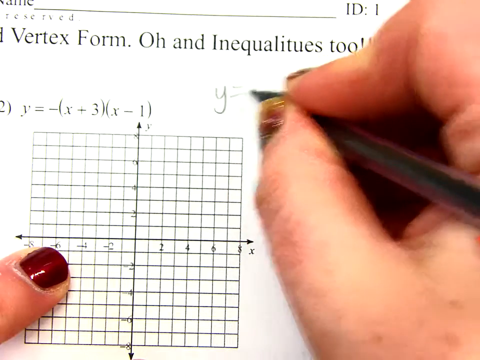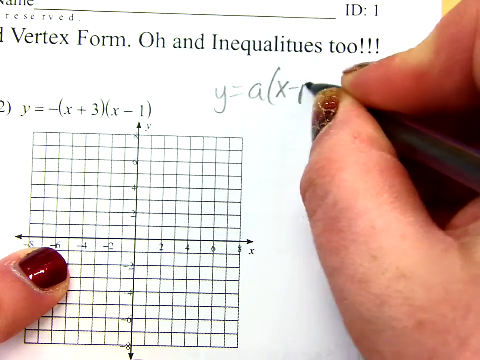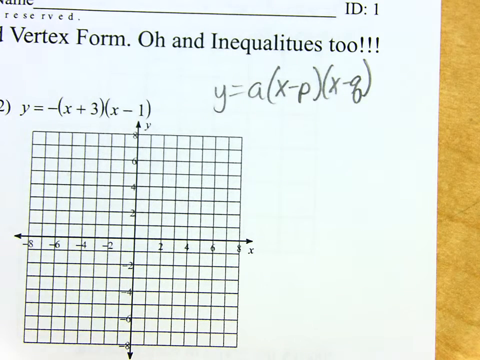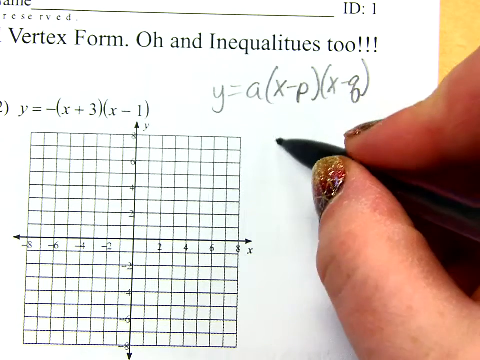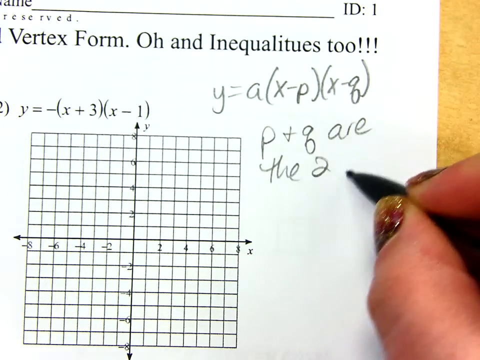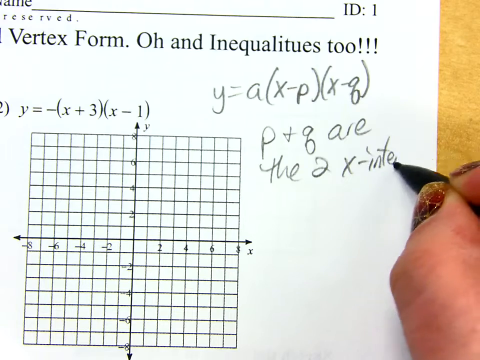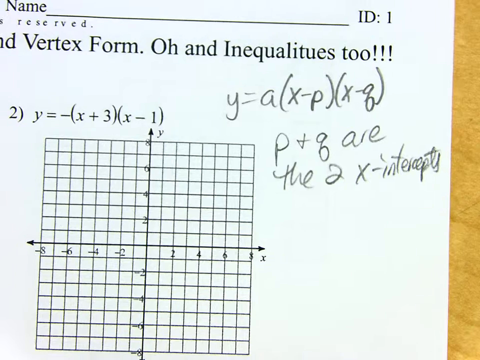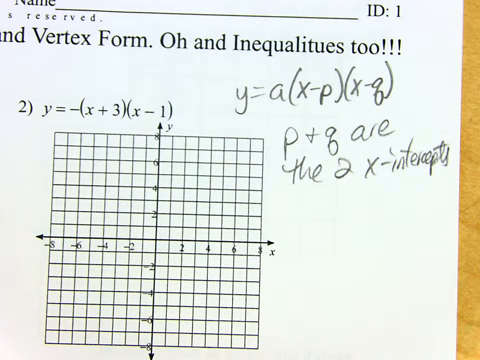So here's the general form. It's y equals a, and then x minus p, and then x minus q. Why is it p and q? I have no idea. But p and q are your x-intercepts. That's all there is to it. So p and q are the two x-intercepts. A does all the same things that it has been. Tells me up like a cup, down like a frown, wide or narrow.